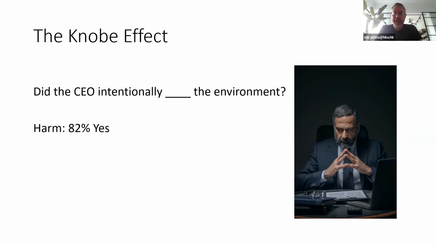It turns out if you say harm, 82% think that yes, the CEO intentionally harmed the environment in that story. But if you just change the case with one word and say help, only 23% of the people agree that the CEO intentionally helps the environment, right? So it looks like the effect that Knobe discovered seems to be that our judgments of intentionality depend on whether the externality is negative or whether it's positive.